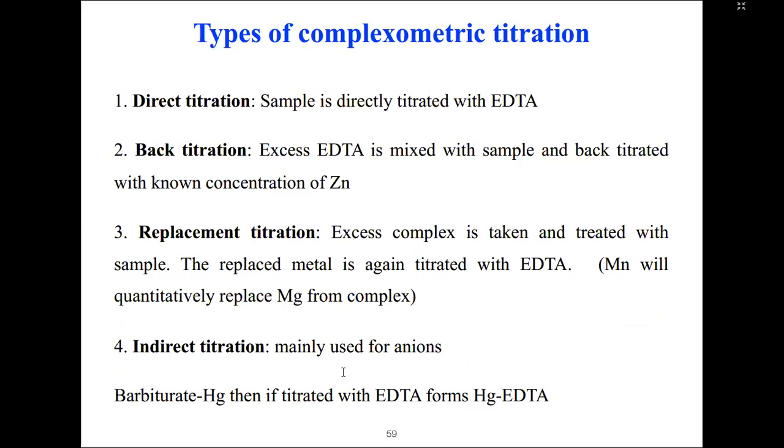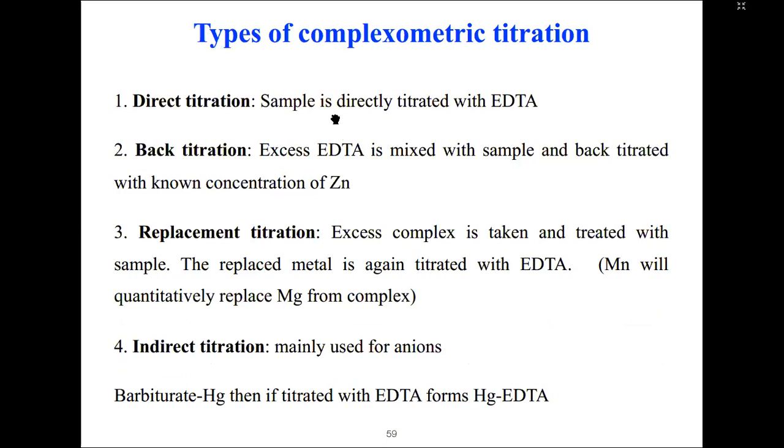So types of complexometric titration. What are some of the types of complexometric titration? These are it. Direct titration. So direct titration is, you have a sample, and this example is for EDTA because we are more focused on EDTA as a complexing agent.